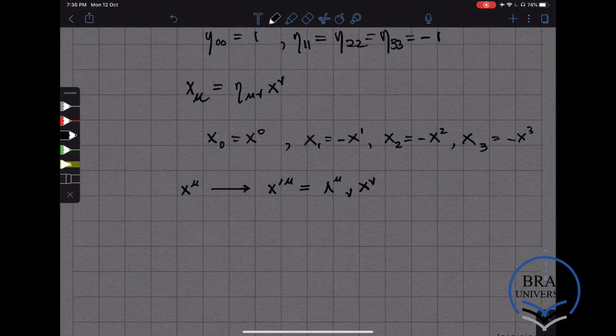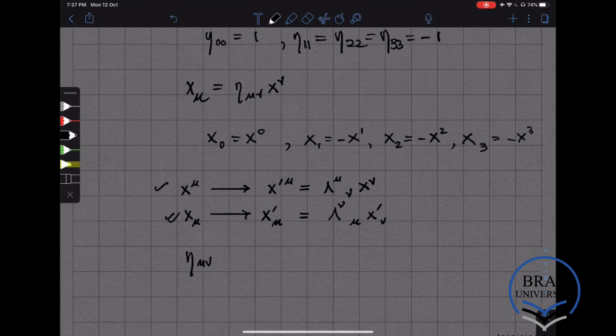So what happens to x downstairs of μ? x downstairs of μ transforms in the following way. x'_μ becomes the same Lorentz transformation matrix, but the downstairs index is now μ, and the upstairs index is ν, and this is x'_ν. And this can be derived from this and the fact that η is a tensor.